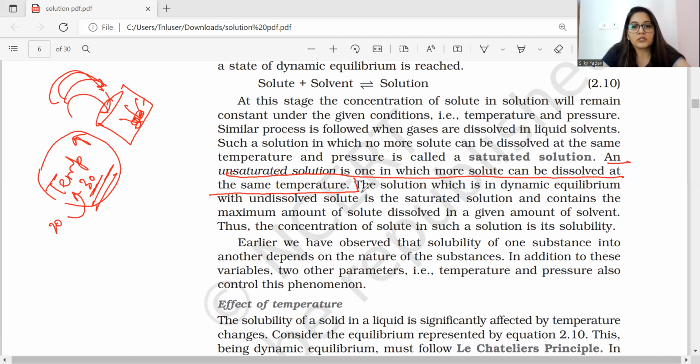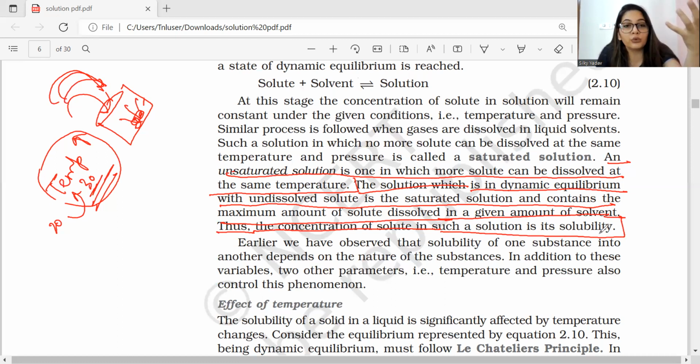this water, right? So the solution which is in dynamic equilibrium with undissolved solute is the saturated solution, and it contains the maximum amount of solute dissolved in a given amount of solvent. Thus, the concentration of solute in such a solution is its solubility. So the concentration of solute which is present inside that liquid, that is its solubility. The more solute dissolved in the liquid, the more the solubility. The less solute dissolved in the solvent, the less the solubility.